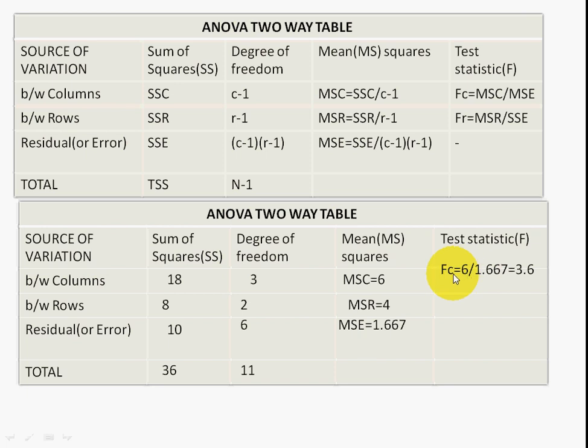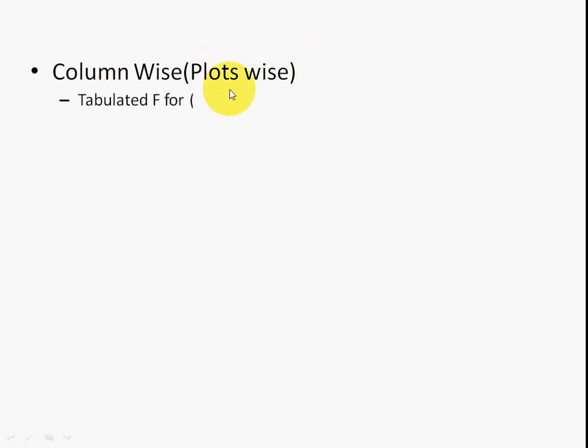So calculated F for between the columns is, FC stands for calculated F between the columns, C stands for columns. 6 by 1.667, that is nothing but 3.6. Calculated F between the rows is nothing but 4 by 1.667, 2.4. So now we have to decide column wise, is there any significant difference? That means plots wise, is there any significant difference?